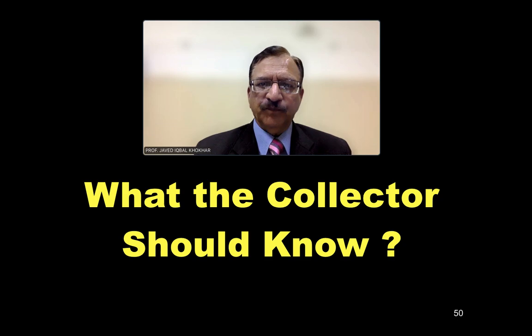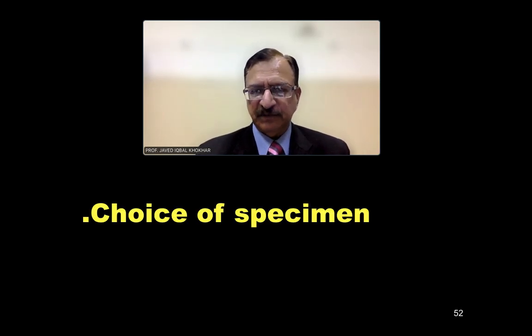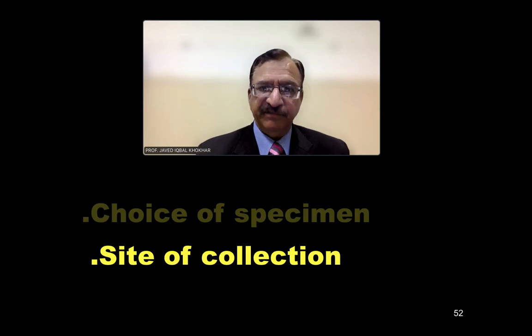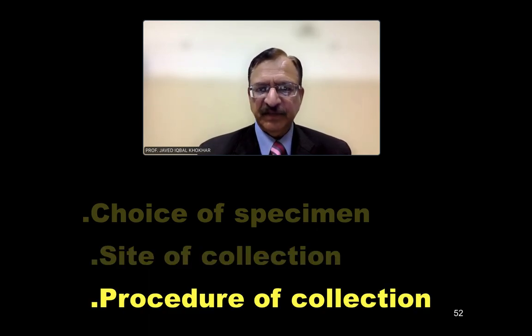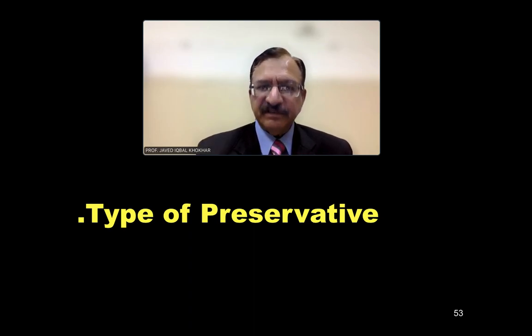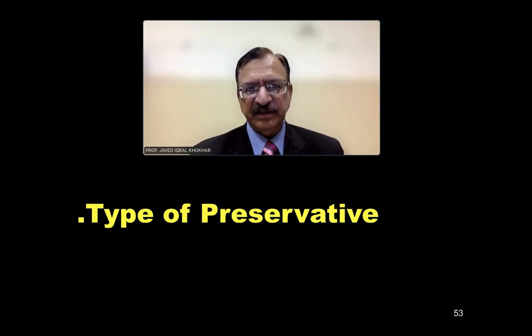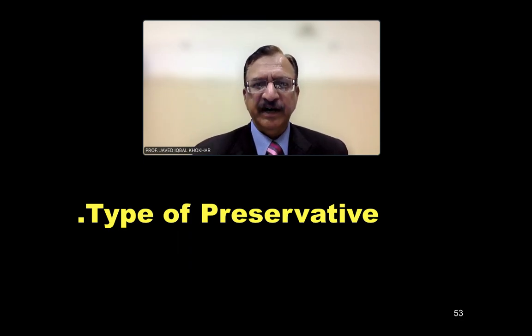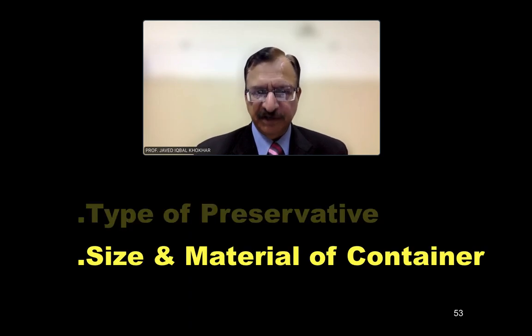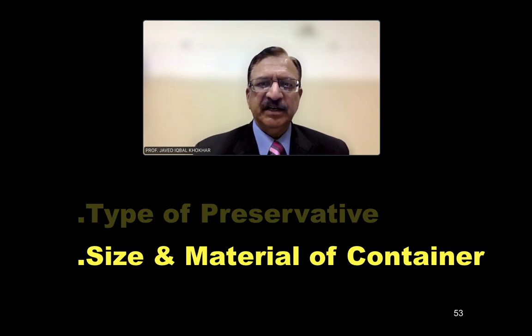Now, what should the collector know about specimen collection? The collector should have complete knowledge of the choice of specimen, that is, which specimen is necessary as evidence in this case. Then the site of collection, from where the best material is to be collected, and the procedure for its collection. Then the types of preservatives used, because you want to preserve the specimen until it reaches the laboratory for examination. It should not be putrefied or damaged before it reaches there, so it should be preserved properly. Then the container in which it is put: its size and material should be such that it does not damage or interfere with the specimen.